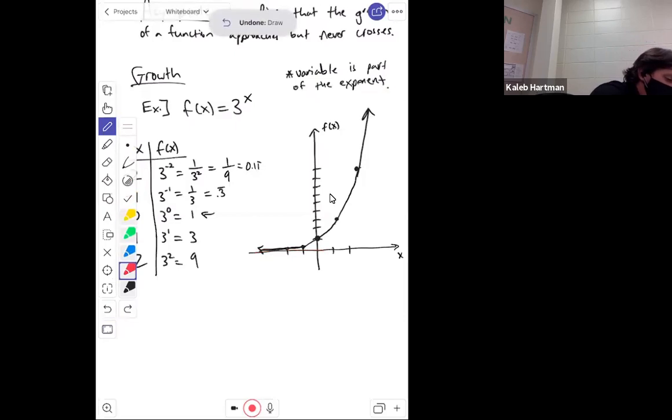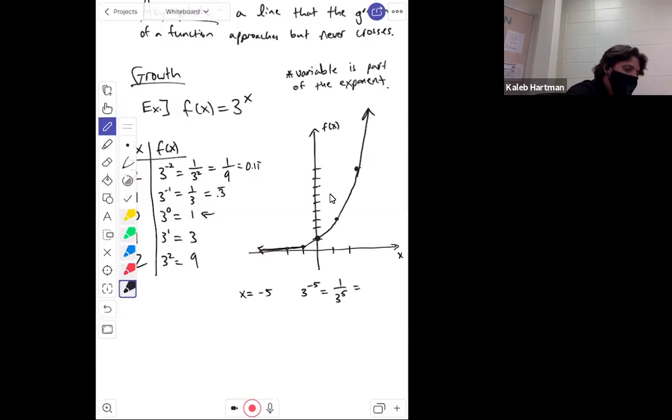As you go to the left here, if I plugged in other points to the left, like if I said x was -5 and substituted that in, I would have 3 to the -5th, guys. That is 1 over 3 to the power of 5. I have no idea what that is off the top of my head, so I'm just going to plug it into my calculator. That's 0.0041, blah, blah, blah. If I went 3 to the -10th, that's 1 over 3 to the 10th, which is an even smaller number.